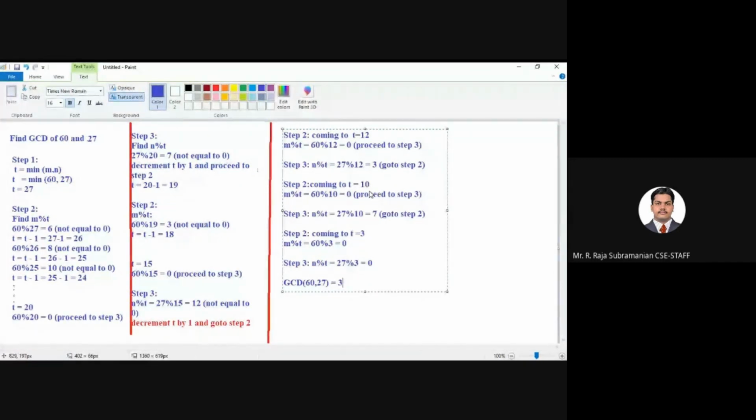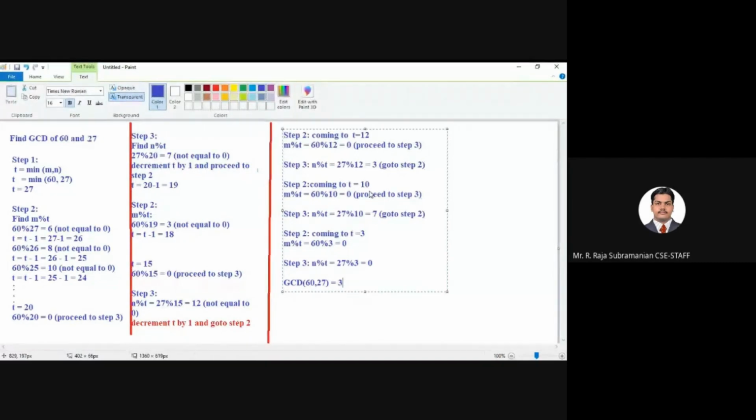Two basic operations are used. What are those? Basic operations in the sense arithmetic operations, addition, subtraction. Modulus. One operation is modulus. Very correct. Next. Subtraction. Yes, modulus and subtraction. Repeated modulus and subtractions are happening again and again, right?